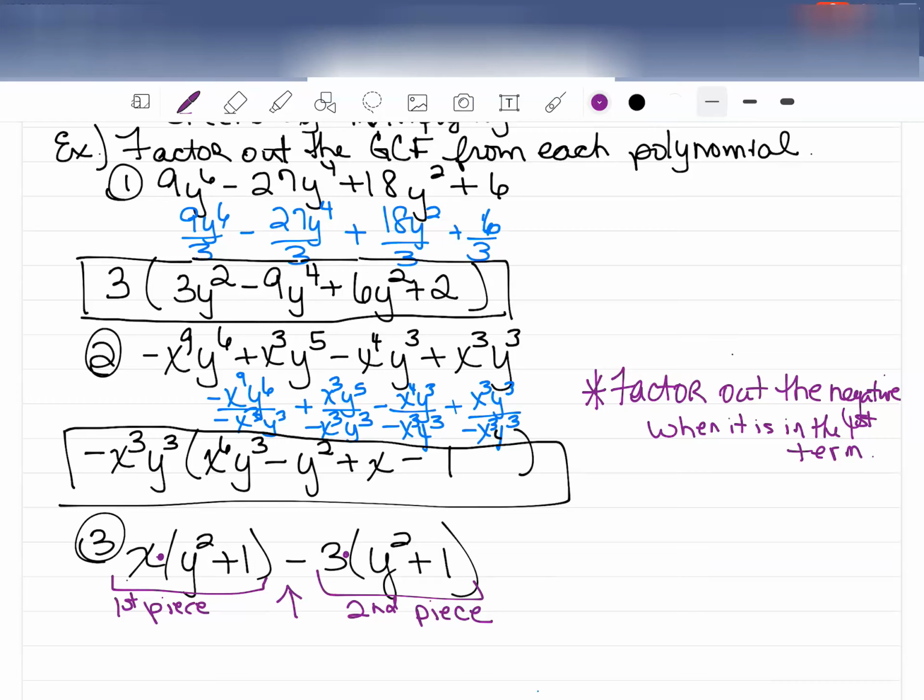The first piece is the x times, in parentheses, y squared plus 1. The minute you see that parentheses without a symbol, like a plus or a minus in front of it, that means it was being multiplied by the x. So I'm going to count that as one big group because there's multiplication there. And then behind my minus sign, I have the same thing going on. I have 3 times the y squared plus 1. So I'm going to take that as one big group.